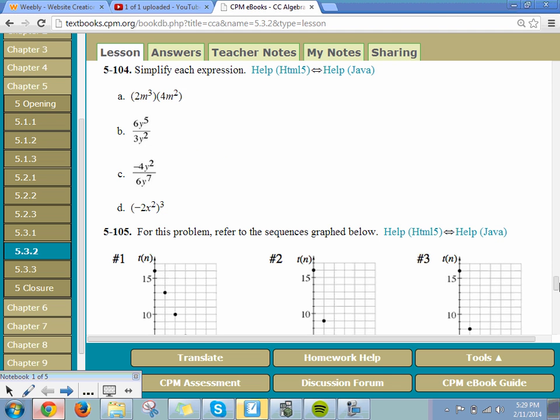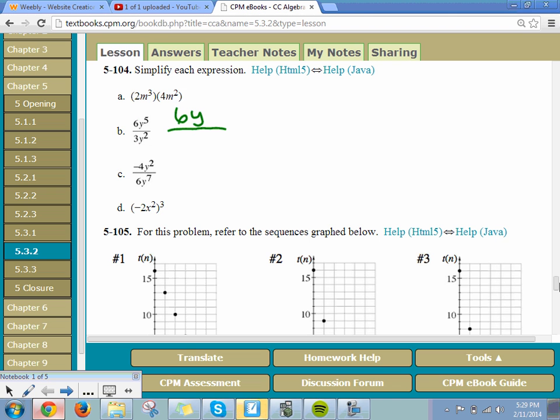In B, we're doing a division problem. Now here, we're not subtracting away that 3. This is still 6 divided by 3, which we know to be 2. So don't subtract. That's only when we're looking at exponents. When we're looking at regular numbers, we still follow our basic rules.